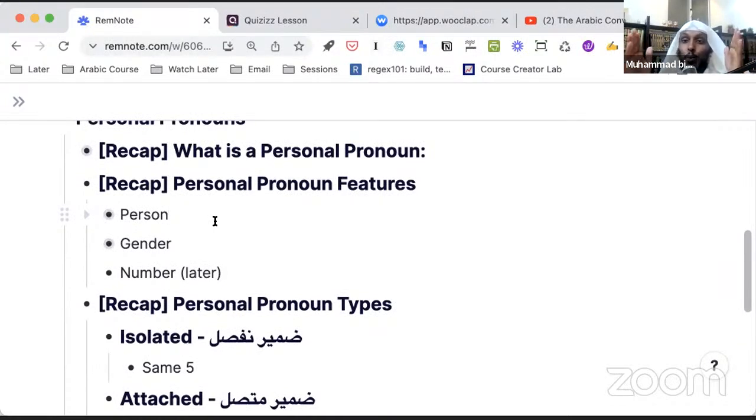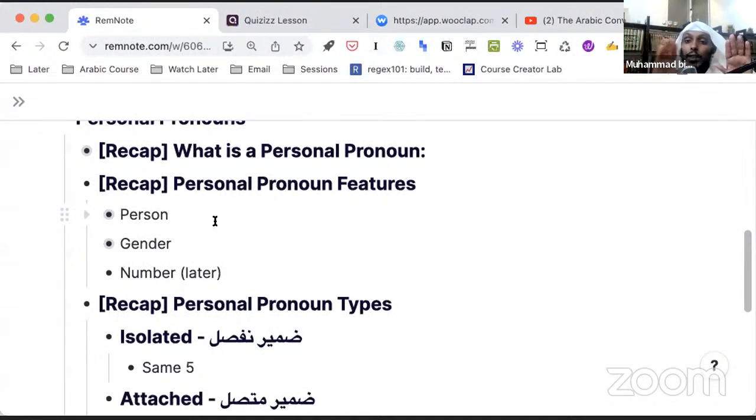So for the first person, we have ana for the subject, when you're talking about your name and stuff. We'll talk about subject and object and possessive later. Okay? The mubtada and the khabar and the fi'l and the fa'il. And we'll talk about that next time we talk about basic Arabic sentences. But now we have the person, first, second, third. We have ana, anta and anti, huwa and hiya. Those are the isolated pronouns. The attached pronouns that connect to a noun to tell you association, to give you mudaf, mudaf ilayh, are also five. The ya al-mutakallim, the ka, the ki, the hu, and the ha.